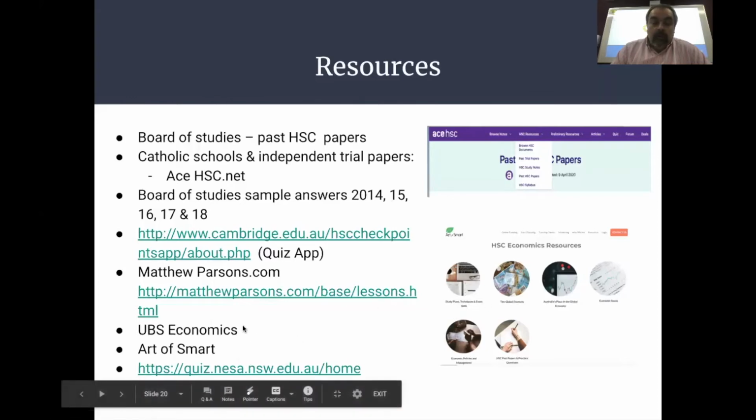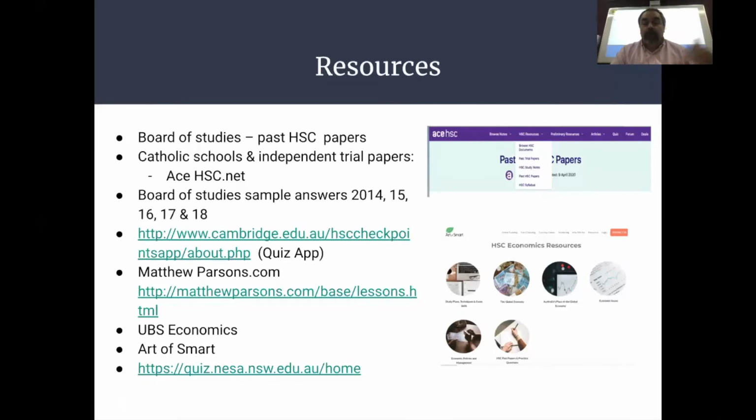Okay, and don't forget the NESA quiz down the bottom here. You can access that in all your subjects, multiple choice type questions. So they basically take the past papers and they put those into multiple choice type questions there.